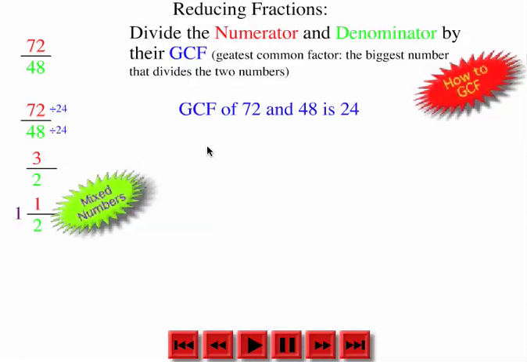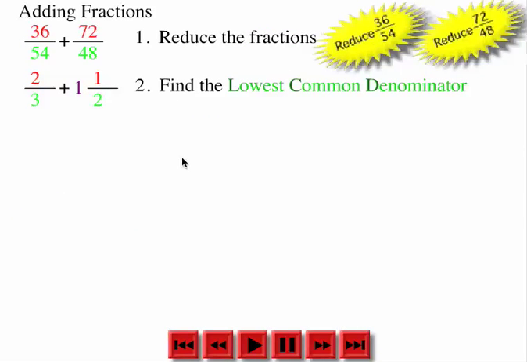Okay, let's go back here. We reduced the fractions, and we've got 2/3 plus 1 and 1/2. Now we need to get the lowest common denominator, which is the lowest common multiple of 3 and 2. And that is 6. The smallest thing that 3 and 2 go into happens to be 3 times 2, which is 6. It's not always the case, but 3 and 2 are mutually prime. They don't have any primes in common.